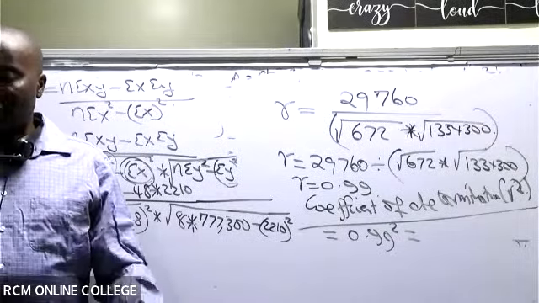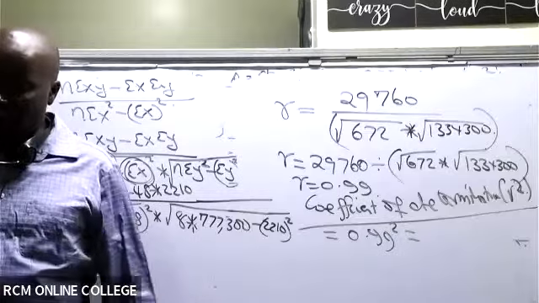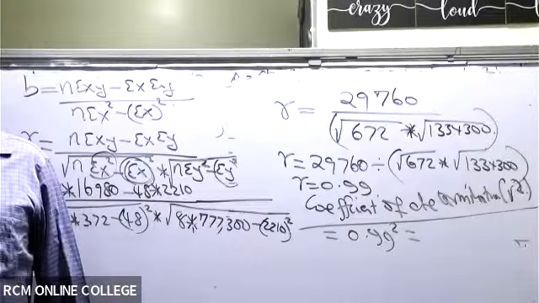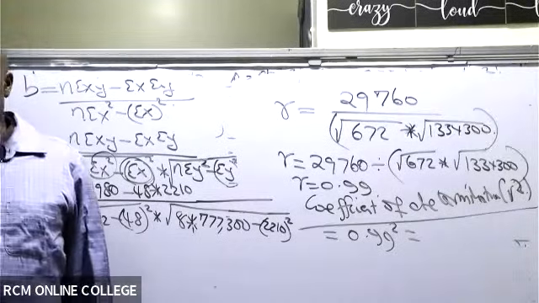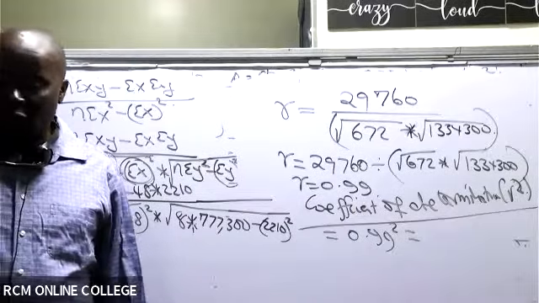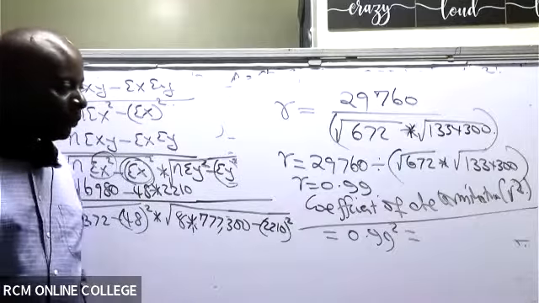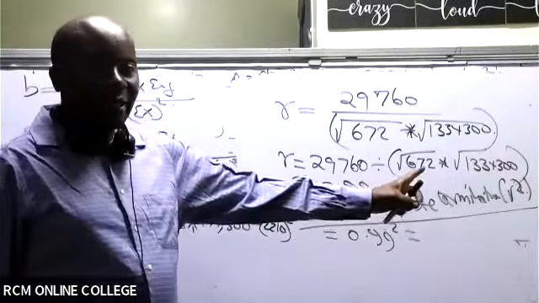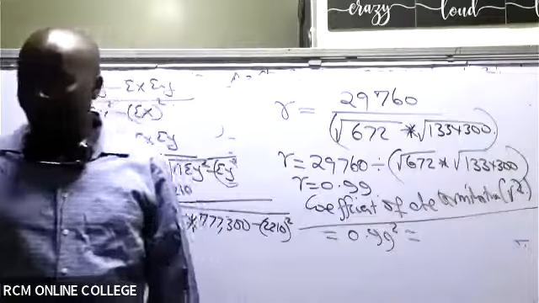I always prefer 4 decimal places, but even this one, because you're finishing, you're just good to go. So 0.99 squared will end up giving us 0.8 something, or 0.9 something. That is the coefficient of determination. You take R, you square.